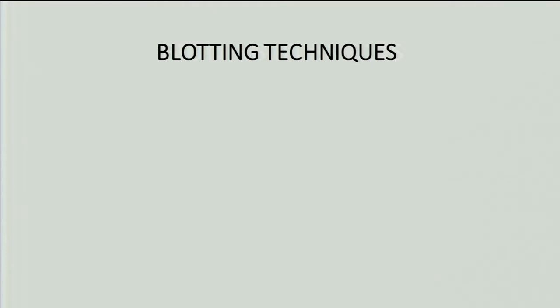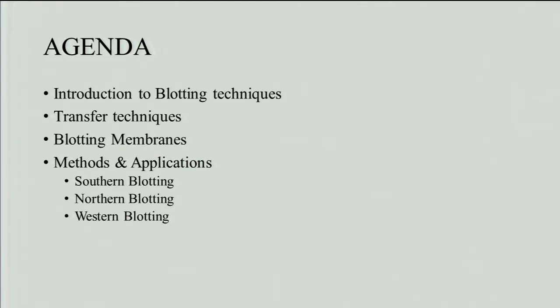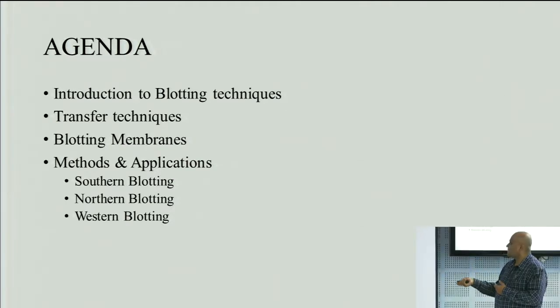The next one which I wanted to talk about is the blotting techniques. So, there are three blotting techniques: southern, northern, western. Again, why aren't there any eastern blotting techniques? So what are these blotting techniques? What is southern blotting technique? That's right. Southern is for detecting DNA, northern is for detecting RNA, and western is for detecting proteins.